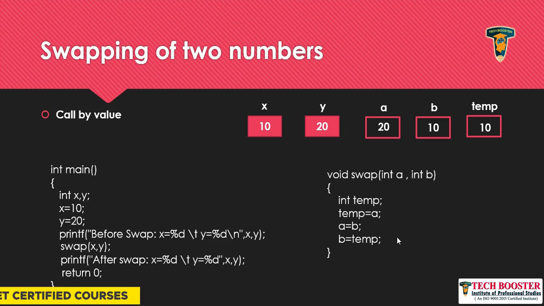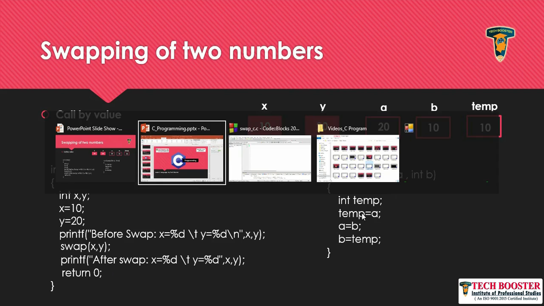Our swapping is operating in this swap function only. Once you come back here in the main function, you will have the same value of x and the same value of y, because here a and b are your native variables. Once you are done with this, they will be destroyed. Now let me show you this by using Code::Blocks.